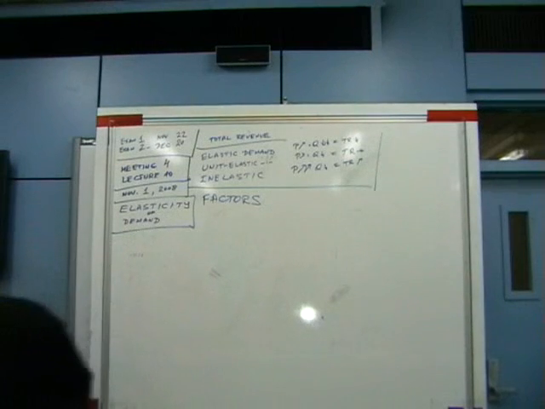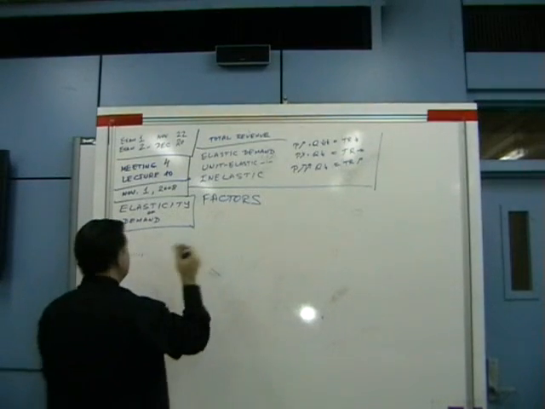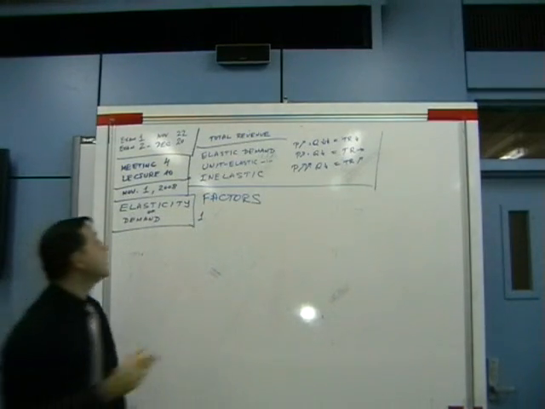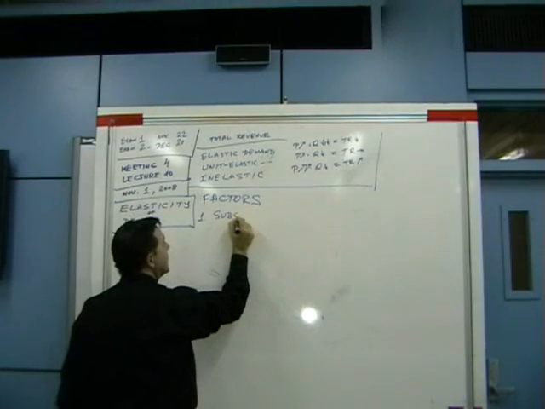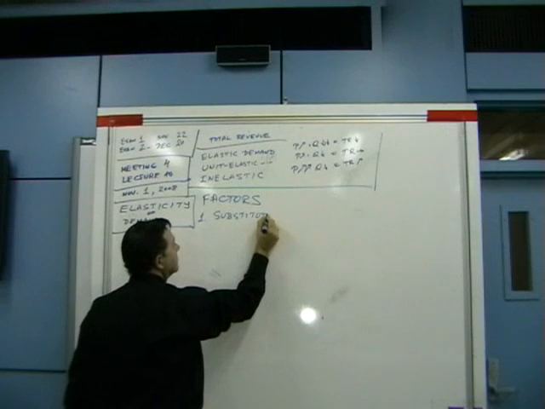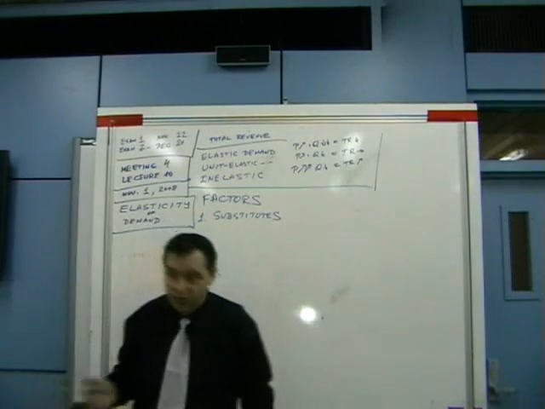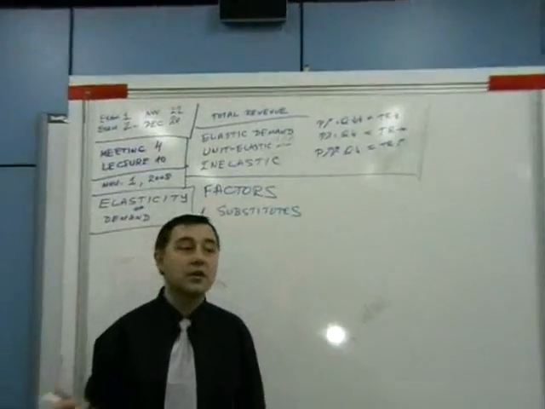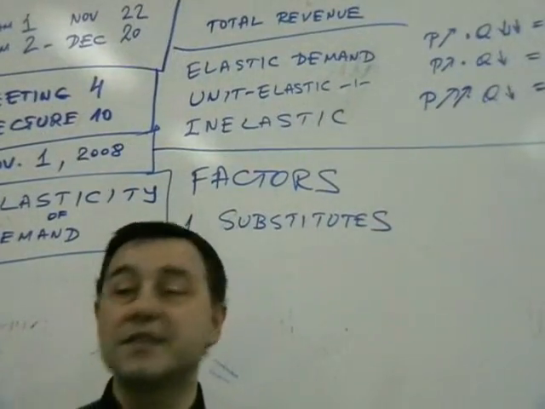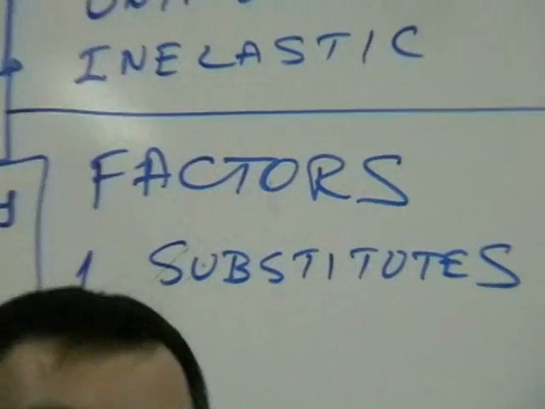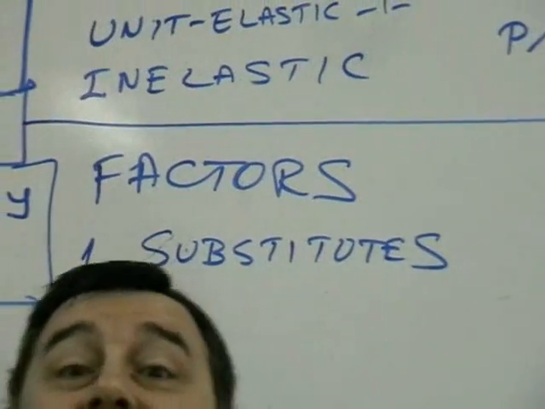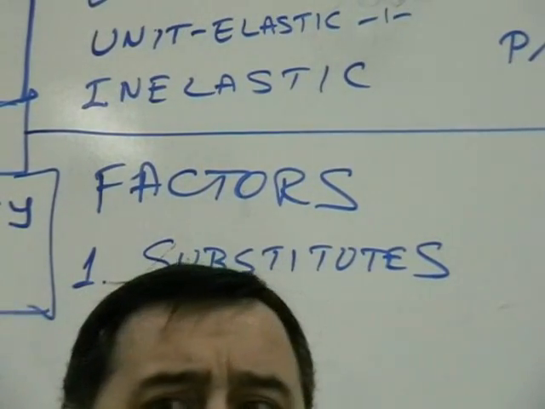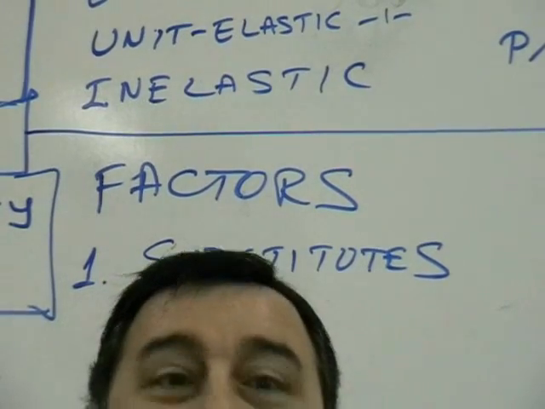Okay, so what factors do we have? Well, factor number one is availability of substitutes. For us Europeans, there is little substitute for wheat. For Asians, there's fairly little substitute for rice. Also, for us Europeans, there is a lot of substitute for gasoline. What do we substitute gasoline with? Petrol. With diesel.